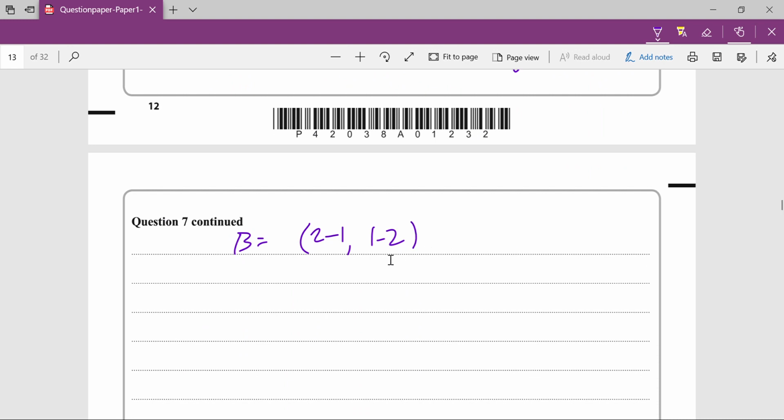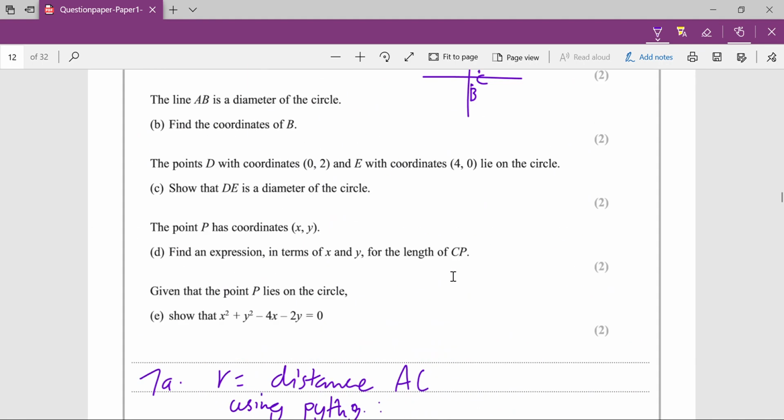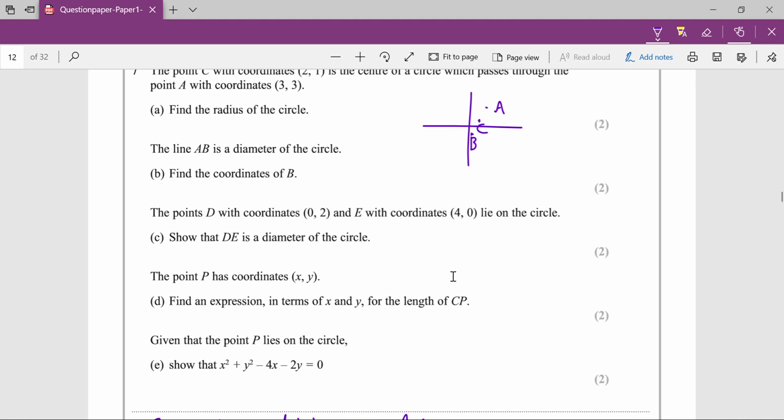So B is 2 minus 1 as the x and 1 minus 2 as the y, which would be 1, positive 1, and negative 1. So, yep, we did find the coordinates of B like asked.